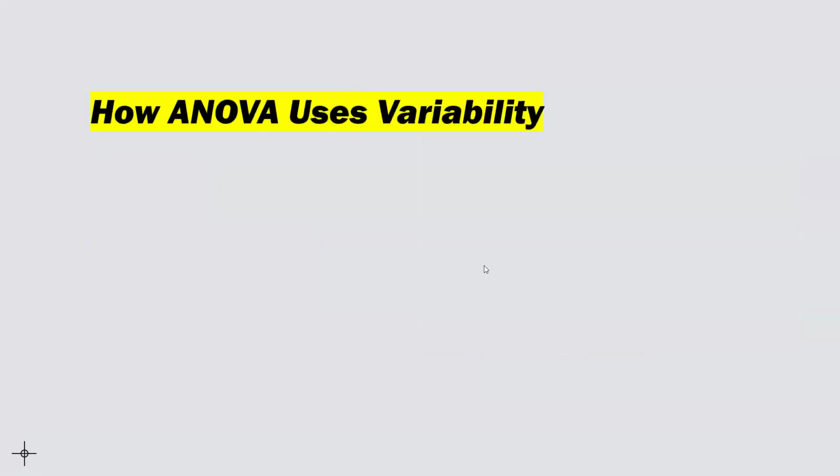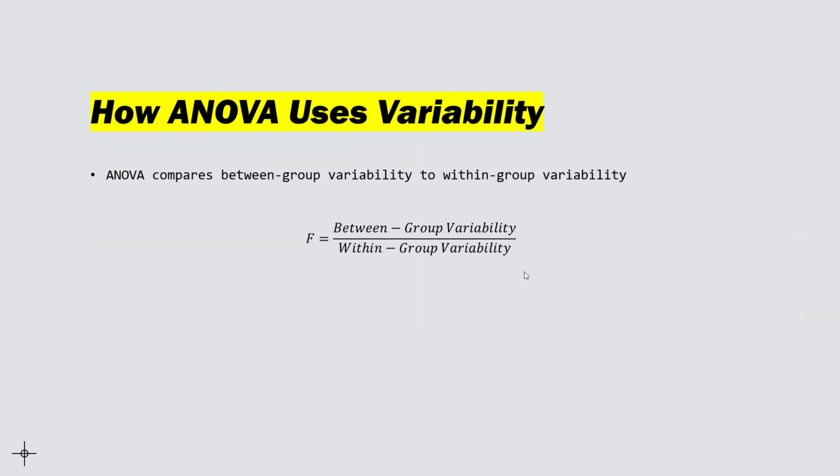So ANOVA compares the between group variability and the within group variability, and this produces a ratio that we call the F ratio. F is based on the statistician who came up with this. I just lost his name. It's in your book. But it's just an F ratio. We literally calculate the between group variability, and we divide that by the within group variability.